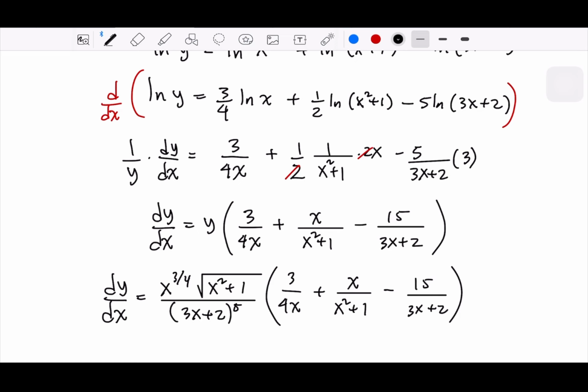This is okay. Don't need to simplify the result because it's useless here. I just want you to know how the process is. The result is, I think you split it as this.